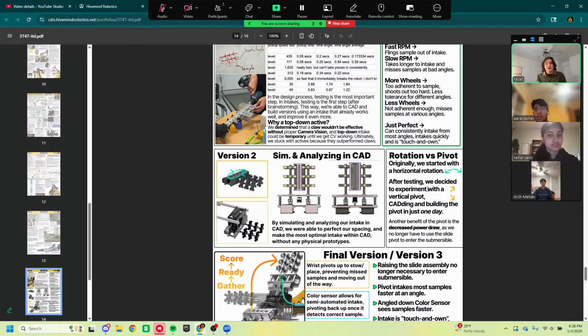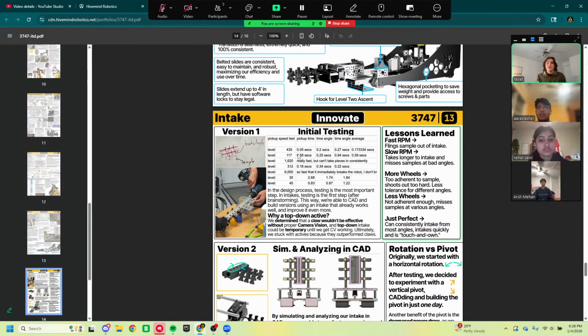One thing I would highlight on this page is that when you have a prototype and you're gathering data, it's really good to show that data. We thought a lot about whether we should do a motor or servos, what RPM is the best, and what kind of intake would be the best. We took note of the pickup speed and the different angles. This chart is proof that we actually did that, and it also shows a peek into our decision making and why we made the decisions that we did.